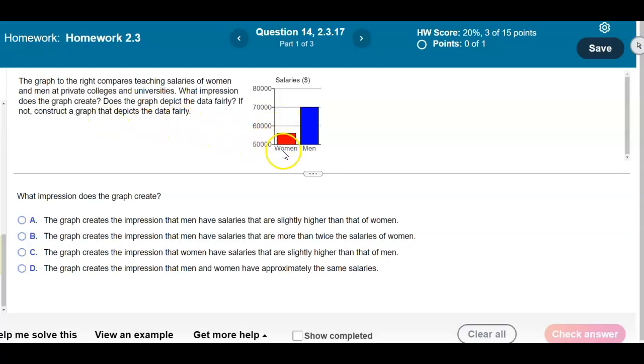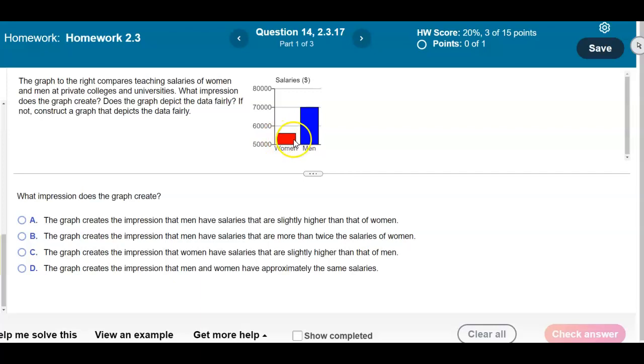Well, if we take a look here, there's our graph for women and there's our graph for men. Now, if you notice, you can see here that it starts at 50,000 and then it goes to 60,000, 70,000, 80,000. So it doesn't start at a value of 0. So what it then shows is the impression that men have salaries that are more than twice the salaries of women.